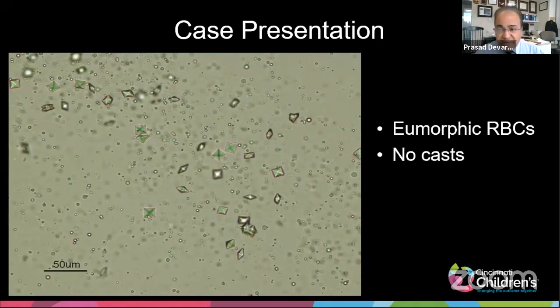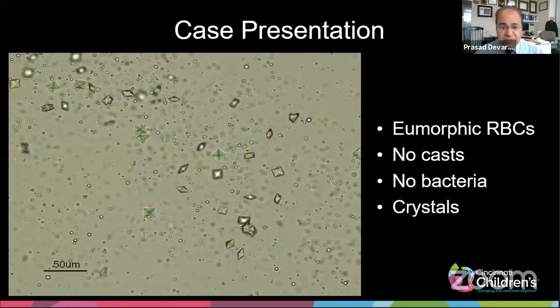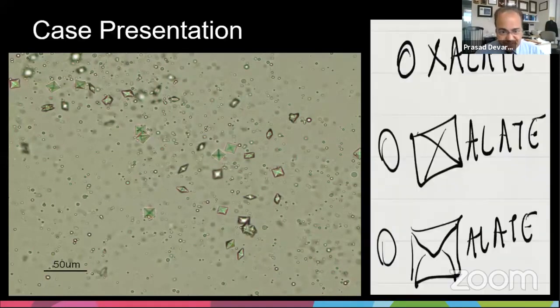There were no casts, so that suggested that this patient didn't have a glomerular cause of hematuria, no bacteria, so this is not a UTI, but certainly beautiful crystals. This looked like a jewelry store to us. So the next question is, what type of crystals are we looking at?